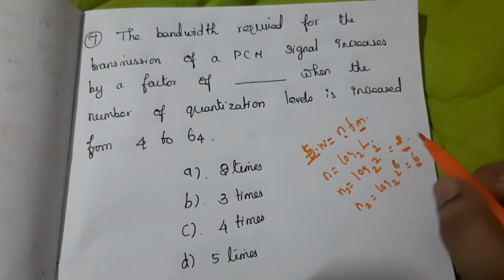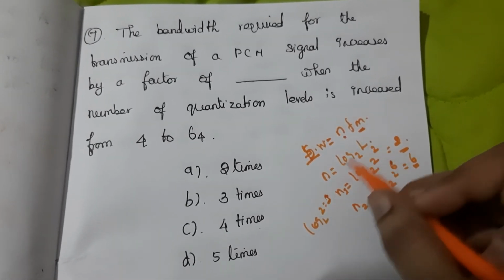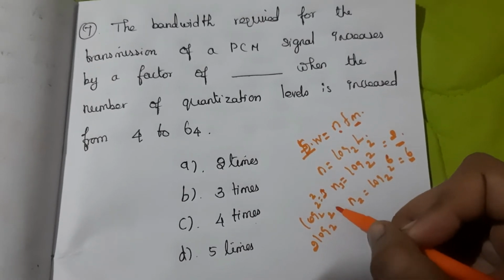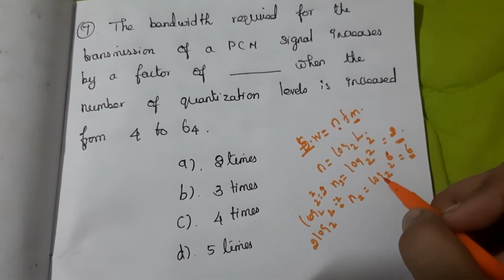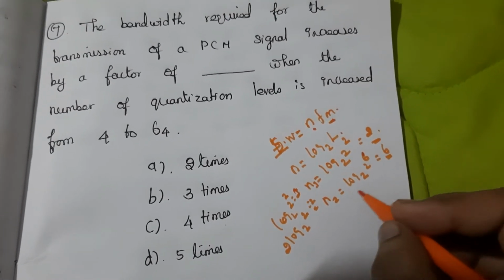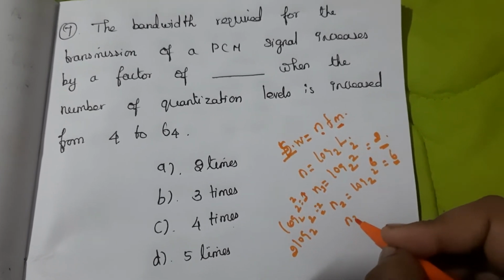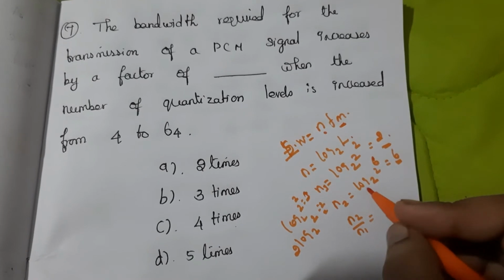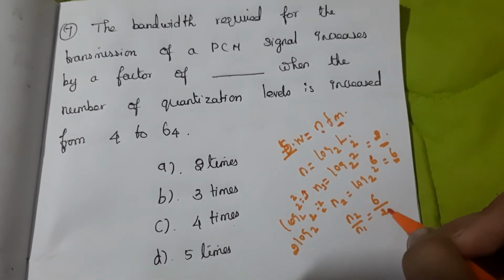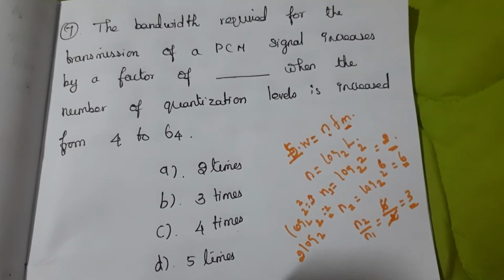So here the answer is 6, because log 2 of 2 is equal to 1. So 2 to the power 2 can be written as 2 log 2 2, so that is equal to 2. Similarly, log 2 to the power 6 is equal to 6. So now we have to find the increment factor, n2 divided by n1. For 64 this becomes 6, and for 4 that is equal to 2. So this gives the answer as 3.